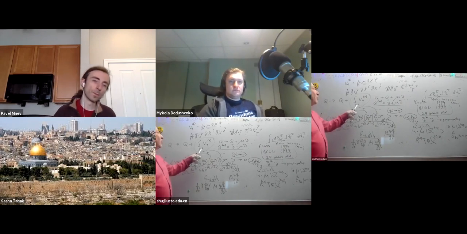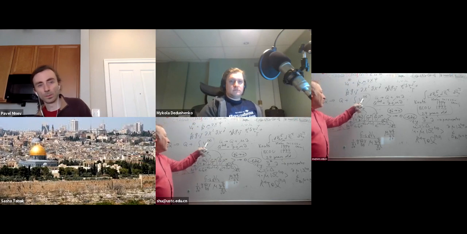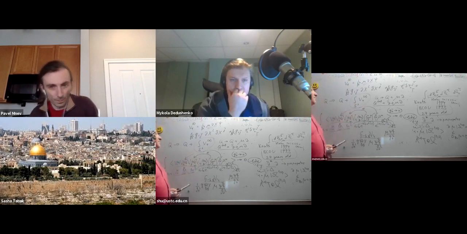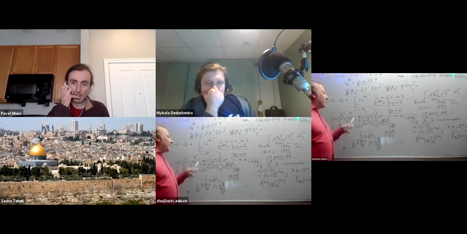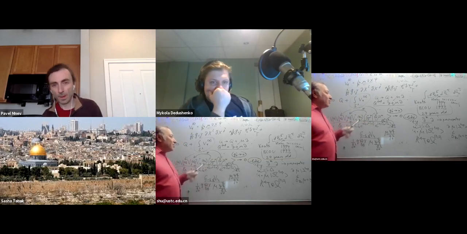So here everything is okay. There is no problem with deformation of Q with the help of one observable. However, there is a problem with the amplitude.